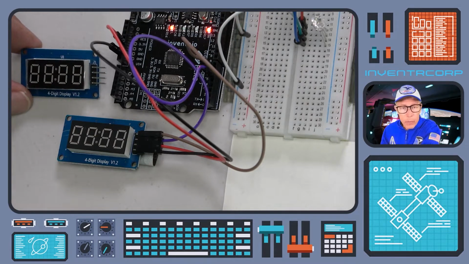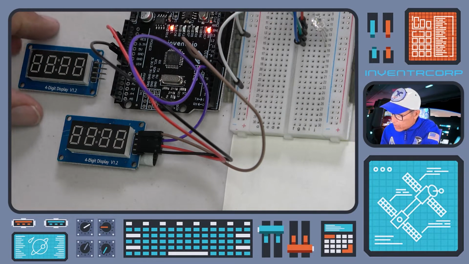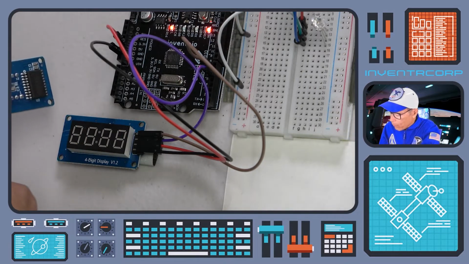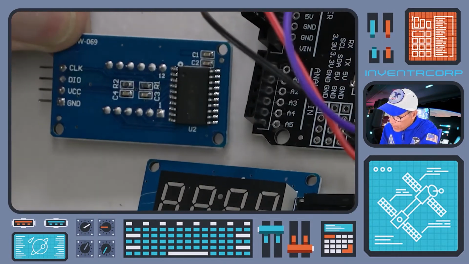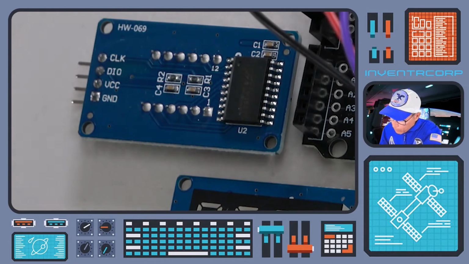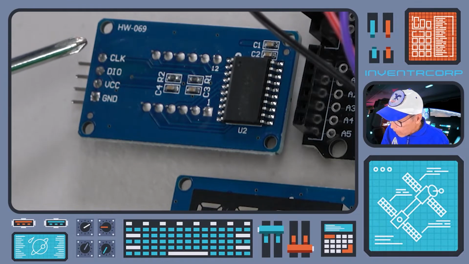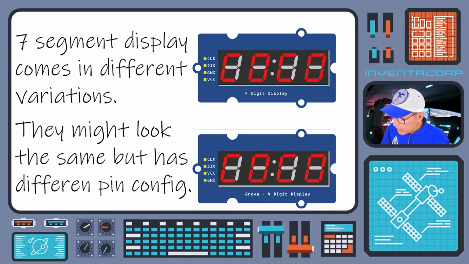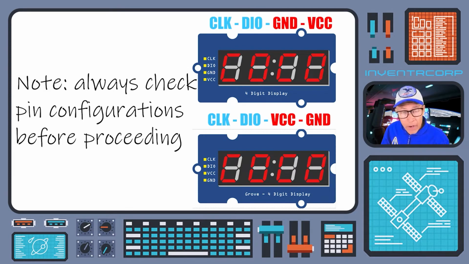The first thing that we probably need to know about is how to connect to this display. You can't see it on the front, but if I flip this display over to the back, you can see that there are 4 labeled inputs, 4 labeled pins that connect to the display. From the top here are CLK or clock, then DIO, digital output, VCC, and GND or ground.